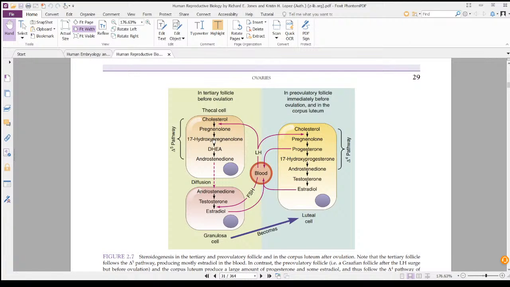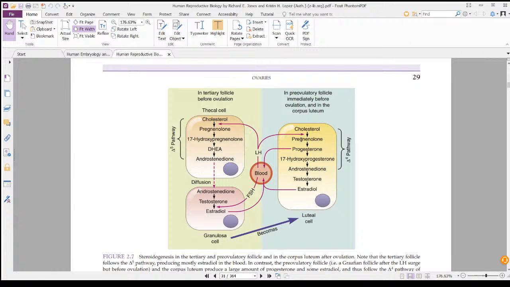And thecal cells, I had told you, express the LH receptor. So LH action on the thecal cell causes the various enzymes to be produced, which take this pathway from cholesterol. Now the LH receptor, which is being expressed on the corpus luteum when ovulation has already occurred, will lead to another pathway known as the delta 4 pathway. Here ovulation has not occurred.